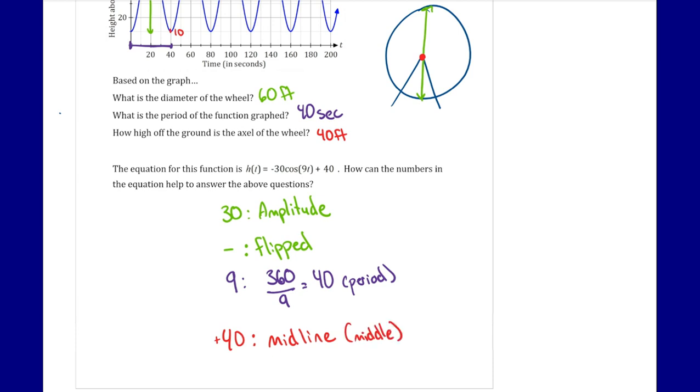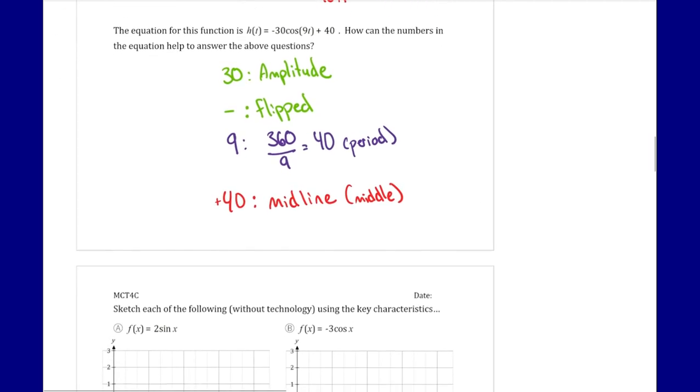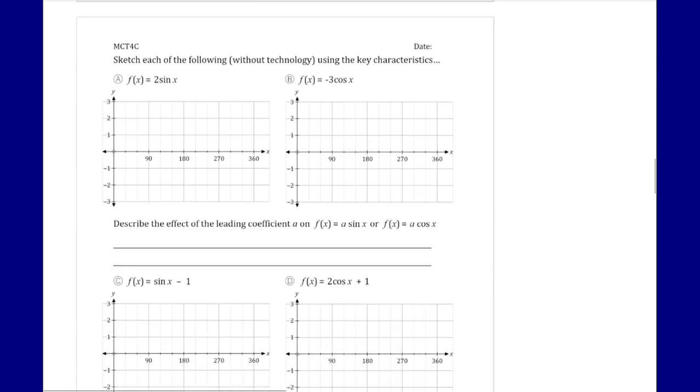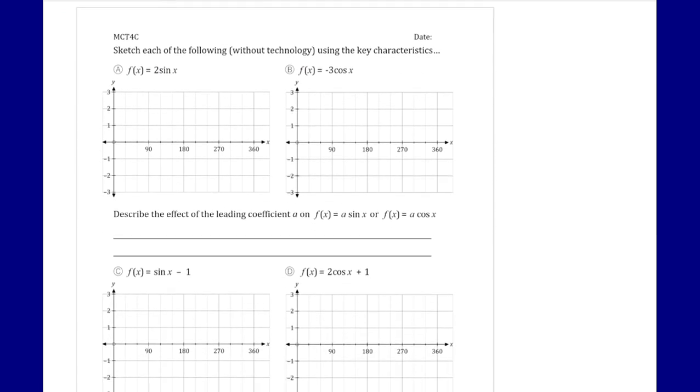We're going to look at each of these values in depth a little bit more to help us graph different sine and cosine functions. Again, you should have seen the sine wave last year. Cosine will be new because it's a different base function.